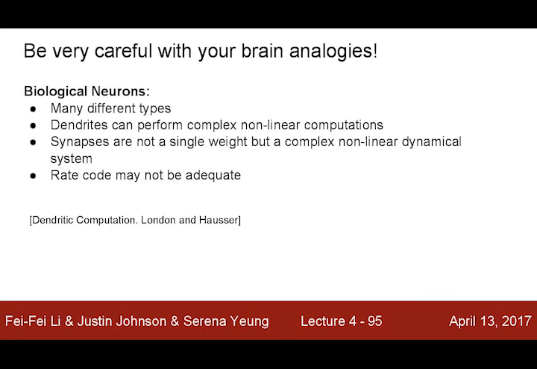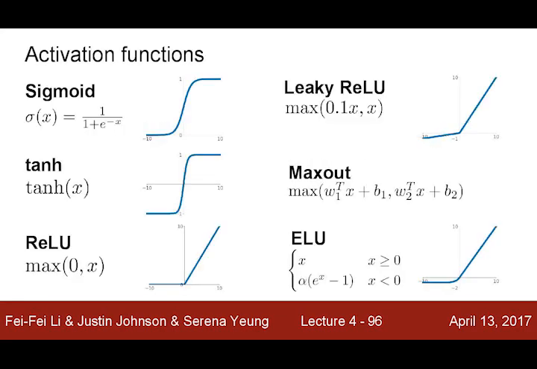이러한 브레인의 애널로지를 사용할 때 주의해야 됩니다. 바이올로지컬 뉴런은 여러가지 다른 타입들을 갖고 있습니다. 덴드라이트는 매우 복잡한 non-linear computation을 수행할 수 있습니다. 시냅스는 하나의 웨이트가 아닐 수 있습니다. 뉴런을 파이어링하는 코드는 뇌를 묘사하는 데 충분하지 않습니다. 액티베이션 펑션에는 소개한 시그모이드 외에도 여러 다른 방법들이 있습니다. 리키 렐루, 탄젠트 하이퍼볼릭, 맥스아웃, 렐루, ELU 등이 있습니다. 각각에 대한 장단점은 좀 더 많은 지식이 쌓이게 되면 자연스럽게 이해할 수 있습니다.